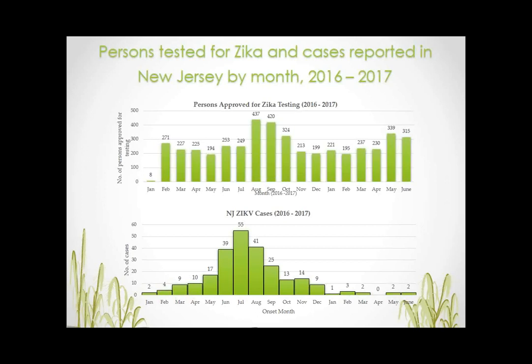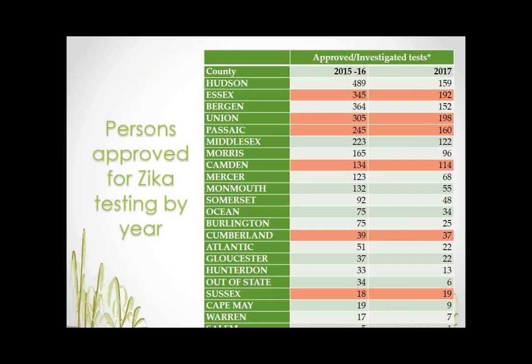So these 2 graphs are reflecting consistent travel patterns of New Jersey residents to countries designated at risk for Zika, but where disease transmission is much lower. 2017 is looking very different than 2016 for Zika, and I'm going to show a few slides that describe this. This slide is showing the number of persons approved for Zika testing by county, comparing 2016 with 2017. And this is as of July 6th, so it's roughly about half the year. And you can see that the total number of persons tested in 2017 is about half the total number that were tested in all of 2016.